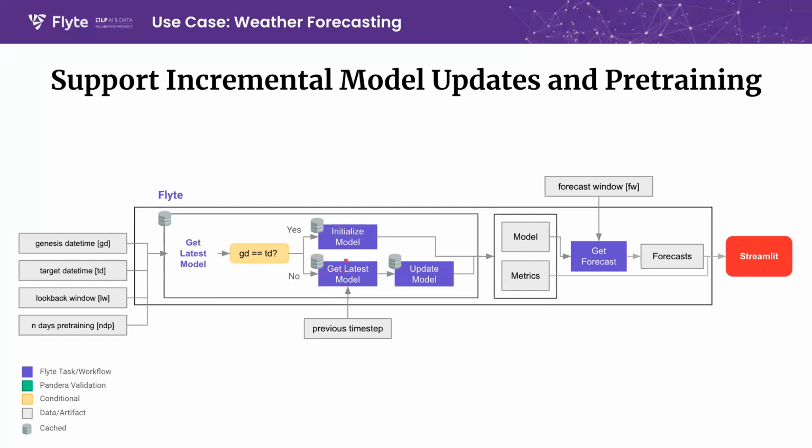Recursion always kind of boggles my mind a little bit, but when you grasp it, basically it's cached. This little icon here means that the outputs of each of these pieces of computation are cached, and so it doesn't rerun that computation. It just grabs the latest model and then updates it. And then from there, we get our forecasts and our metrics, and then we plug that into Streamlit.